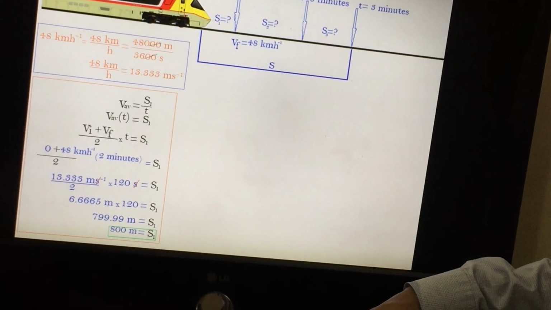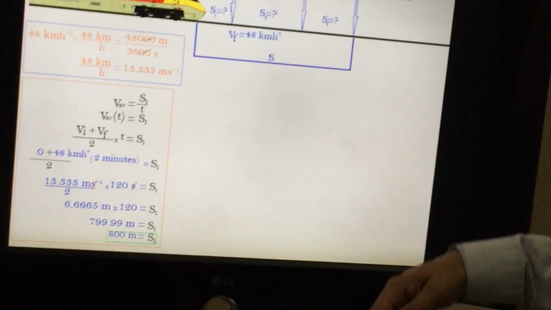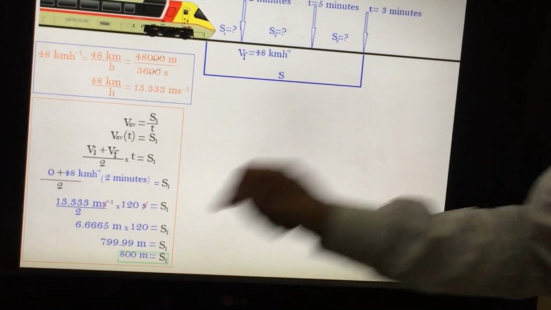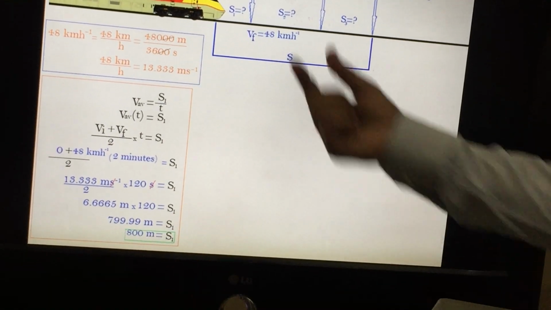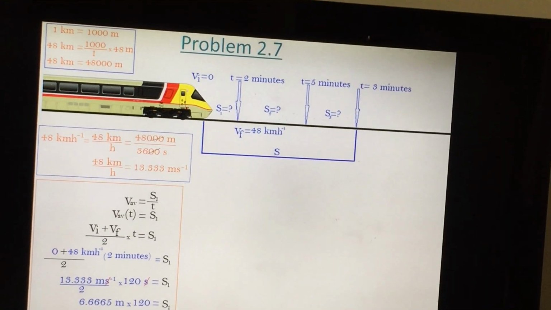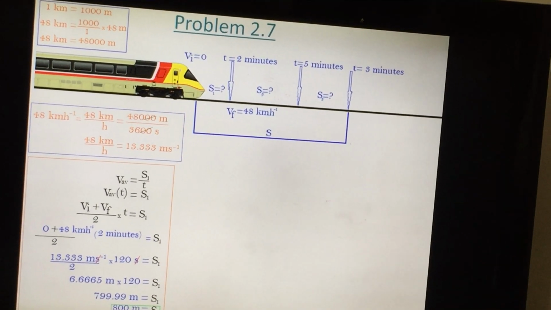799.99 meters. So that is our first distance, S1. That is very close to 800 meters. So whenever you round it, you will get 800 meters. Now, the first distance is calculated. Now we will calculate the second distance, that is S2.